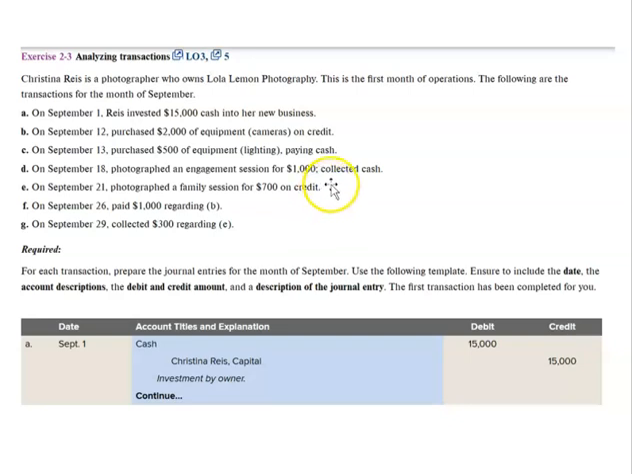On September 21st, photographed a family session for 700 on credit. So again, it's revenue because they did a photography session, and it's on credit. So our customer owes us money. They haven't paid us yet. So that would be what?